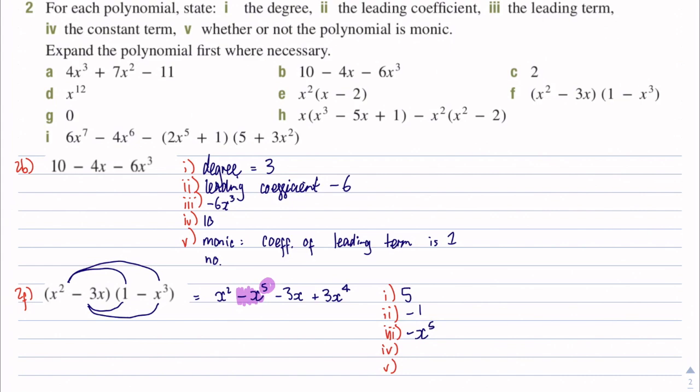The constant term, we don't have one. So that's if you'd expanded it and had anything that didn't have an x with it. And whether or not it's monic, yes. It has a coefficient of -1. And that's fine. That's them, so you'll have to expand those.